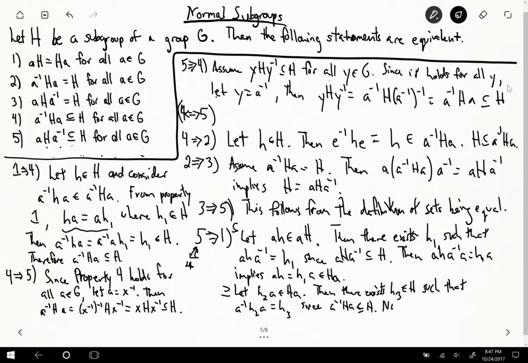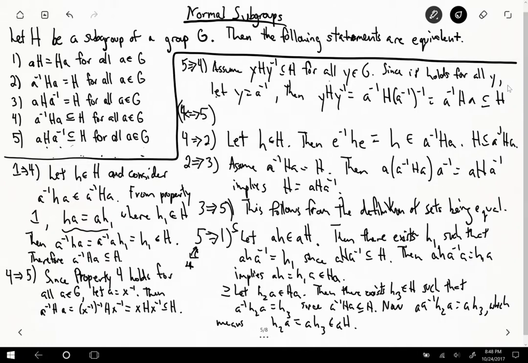Now we want to show that it's on the left hand side, so all we have to do is go A inverse H2 A equals H3, which means H2 A equals A H3, which is an element of AH, and we have our other containment.